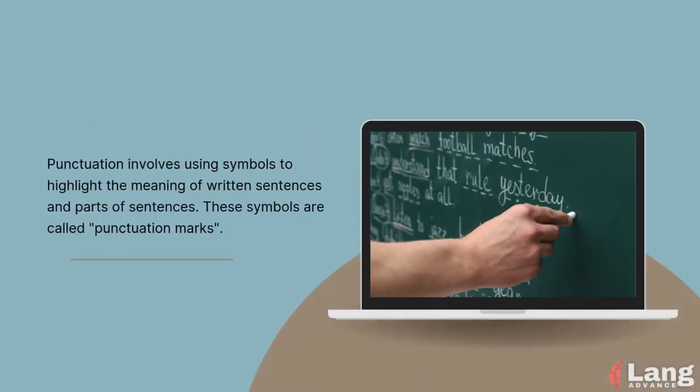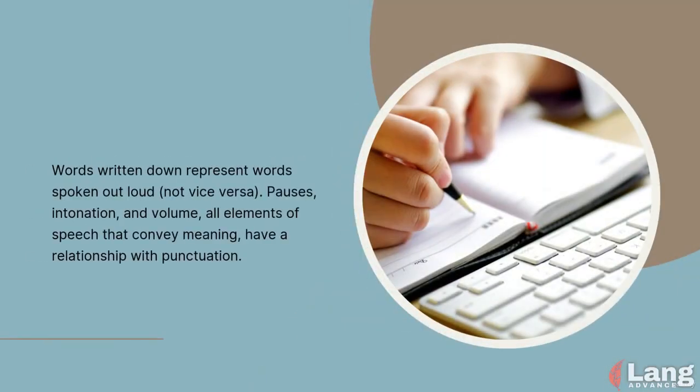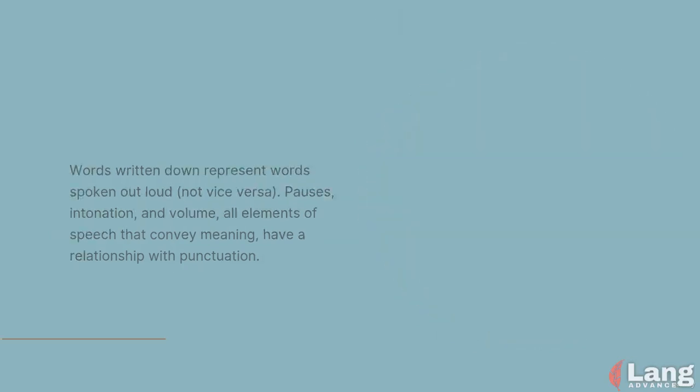Punctuation involves using symbols to highlight the meaning of written sentences and parts of sentences. The symbols are called punctuation marks. Words written down represent words spoken out loud, not vice versa. Pauses, intonation, and volume, all elements of speech that convey meaning, have a relationship with punctuation.